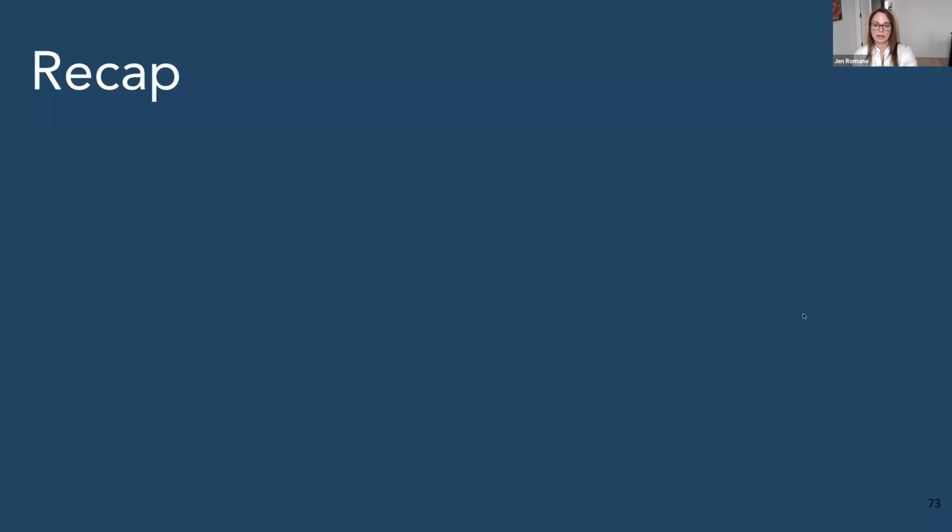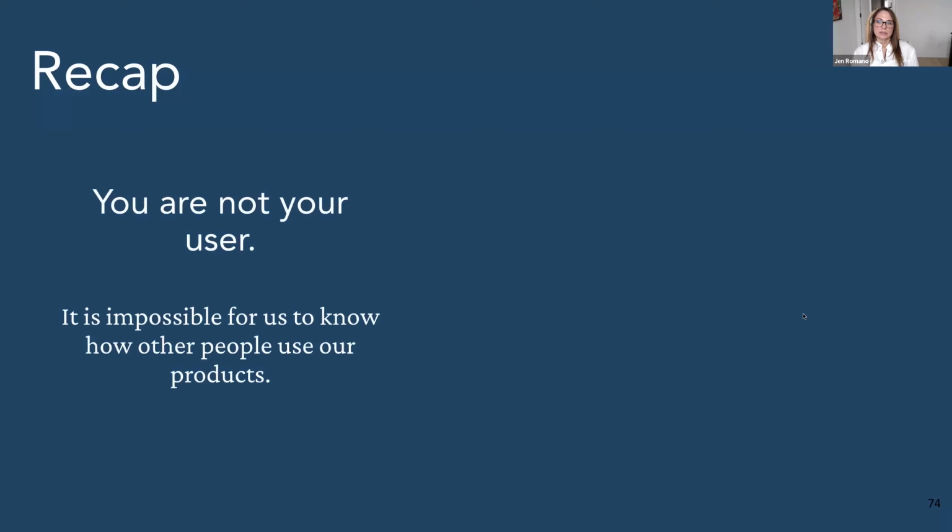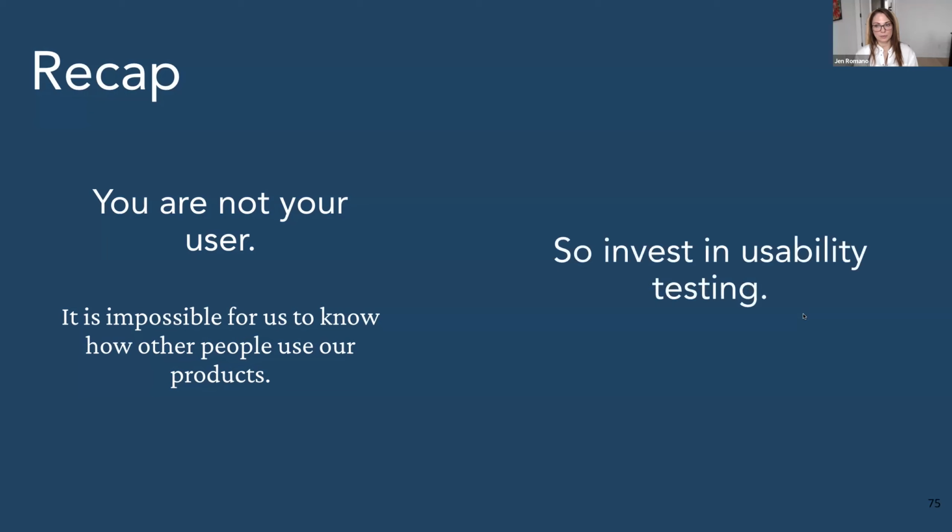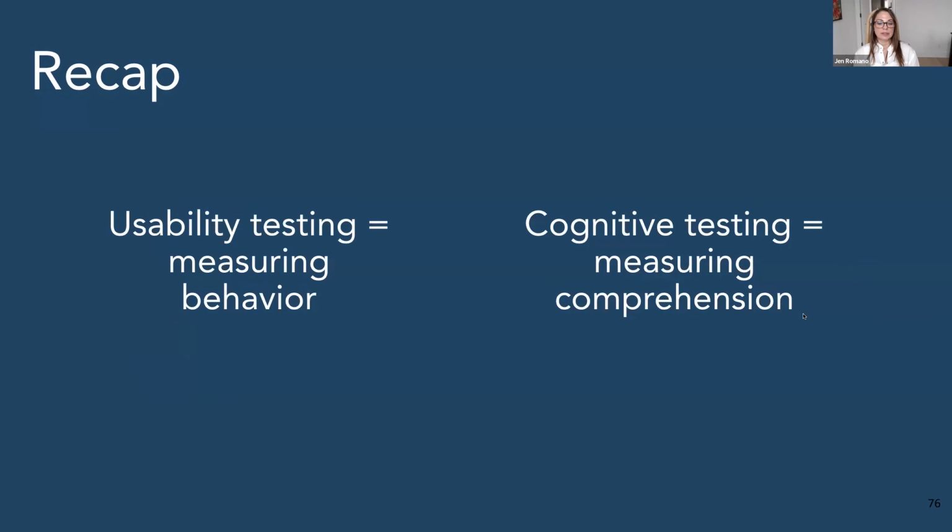All right, so a little recap here. Some takeaways. If there's only a couple things you take away from our time together here today, number 1, you are not your user, and it's impossible for us to know how other people use our products. So what do we do? We want to invest in usability testing. Usability testing is about measuring behavior. It's different from cognitive testing. There's a lot of cognitive testing, especially in government. There's a lot of cognitive testing and not as much usability testing, although we are quite fortunate that there's quite a bit. But it's not the same thing.